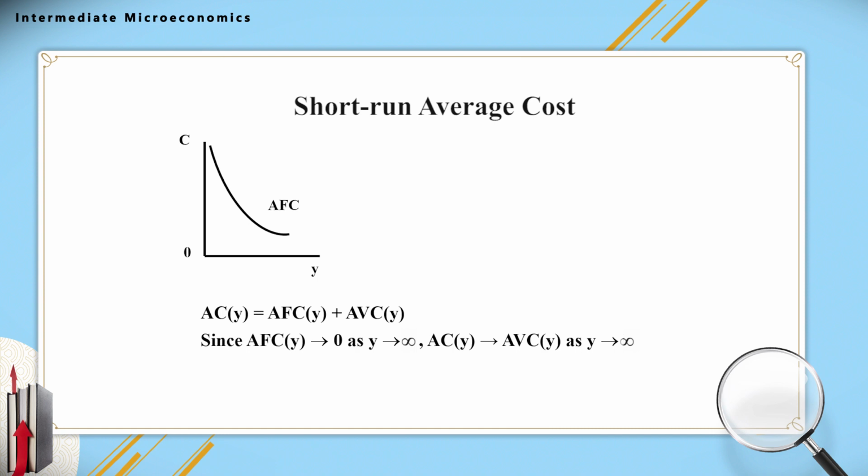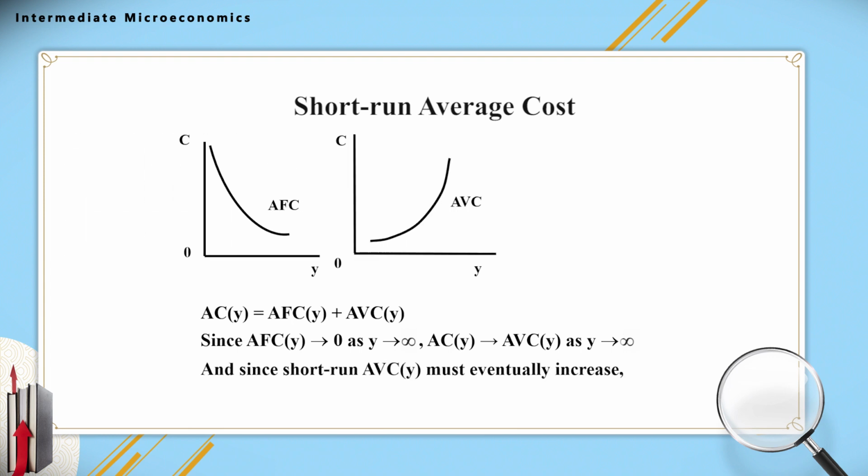We have just said that as output level increases, variable cost increases slowly first, and then after the output reaches a certain level, variable cost increases faster.